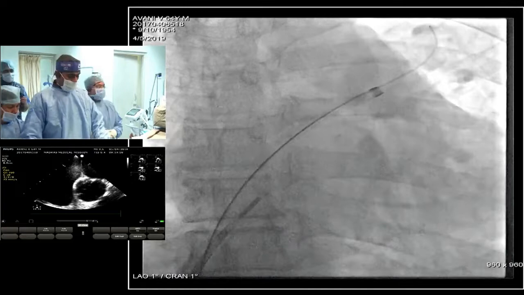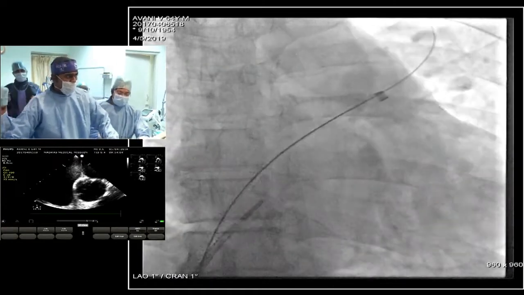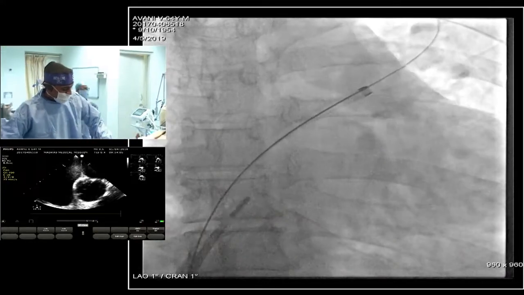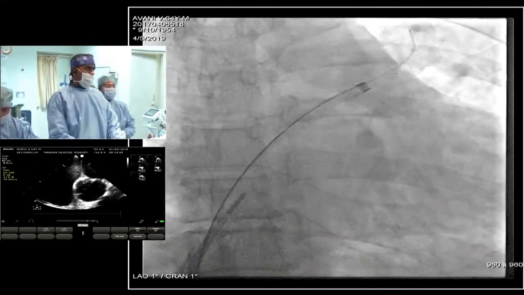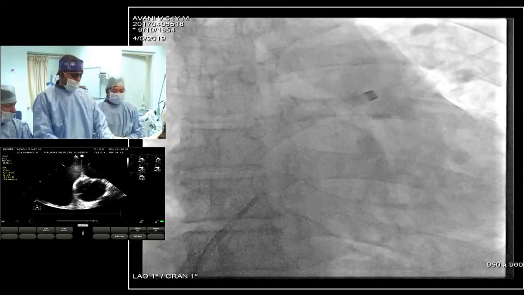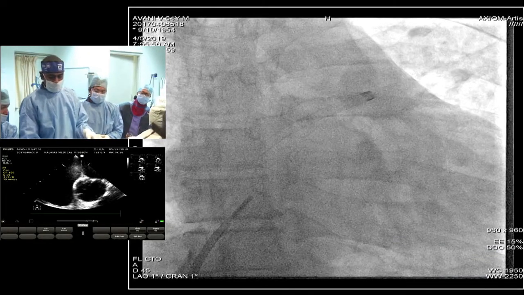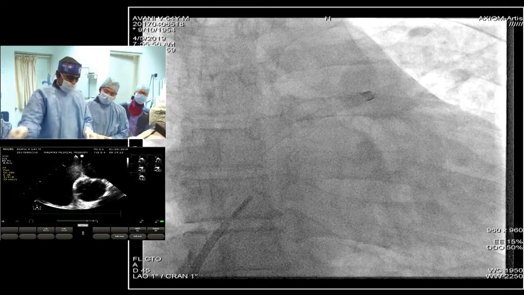I'm removing the dilator underwater seal now, keeping the wire intact so that the sheath does not go and get hitched against the pulmonary veins. And now I take out the wire. There is a free backflow of blood through the side arm of the sheath. So now I'm going to aspirate and then flush the sheath.